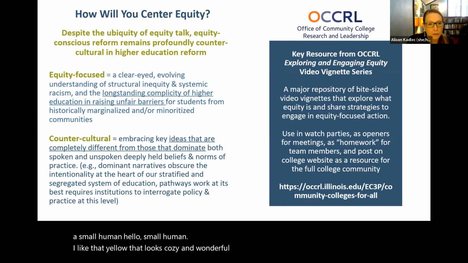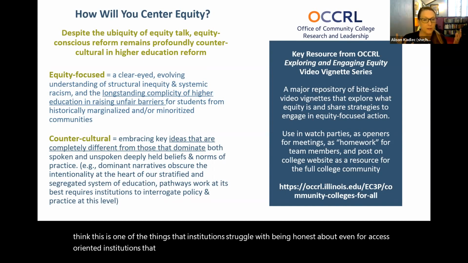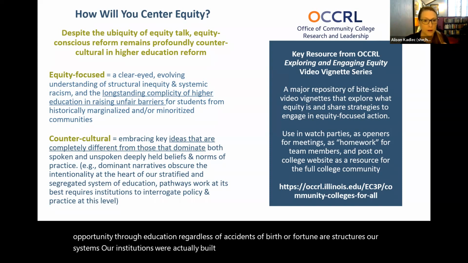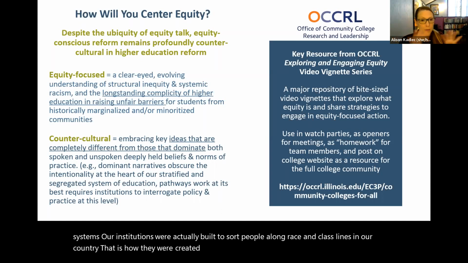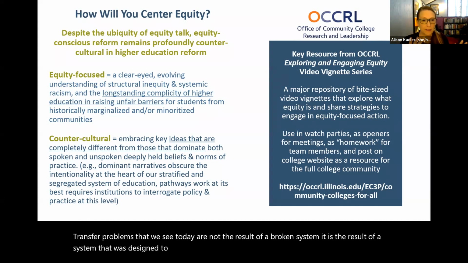So even for access-oriented institutions, and I think this is one of the things that institutions struggle with being honest about, even for access-oriented institutions that were presumably created to fulfill our country's social contract about opportunity through education, regardless of accidents of birth or fortune, our structures, our systems, our institutions were actually built to sort people along race and class lines in our country. That is how they were created. The transfer problems that we see today are not the result of a broken system. It is the result of a system that was designed to maintain stratification along race and class lines.